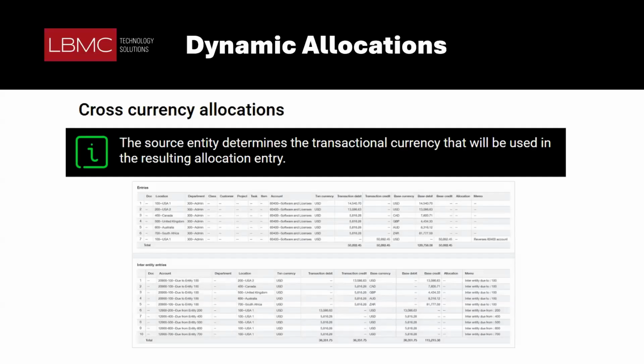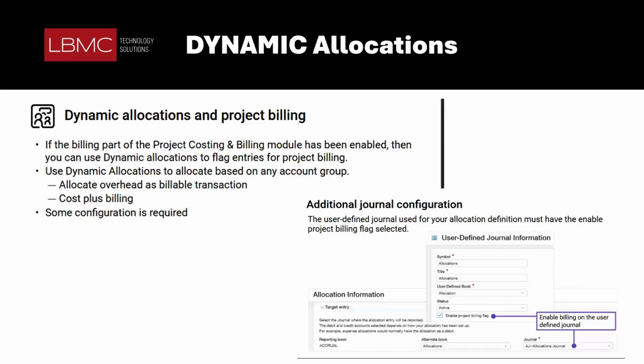You can also use dynamic allocations for project billing. If your billing is part of your project and costing module and it has been enabled, you can have dynamic allocations flag entries for your project billing. That could be used for areas where you want to allocate overhead as a billable transaction, or if you have cost plus billing. Do know that some configurations are required within the system.